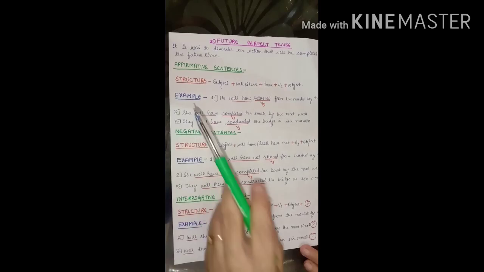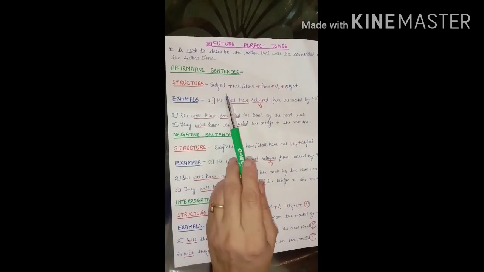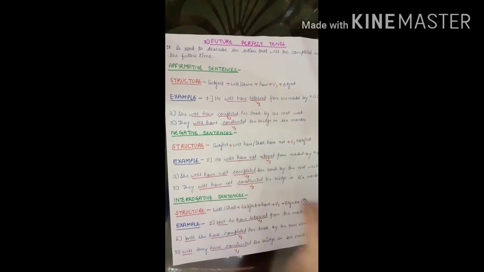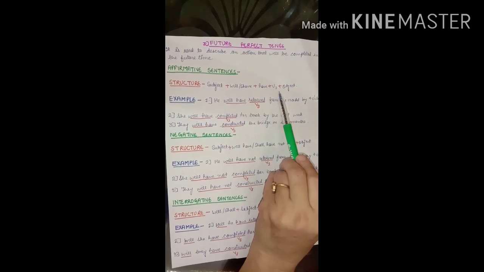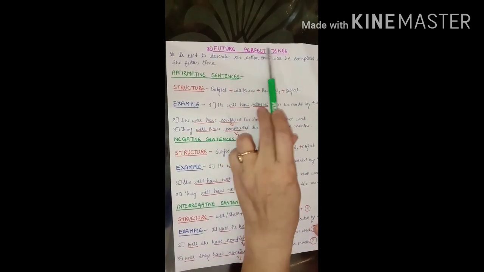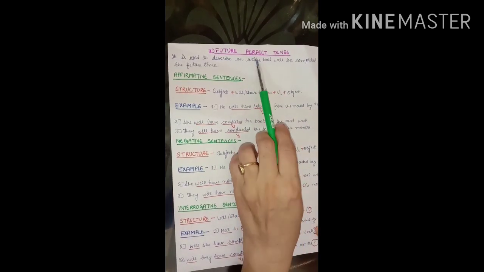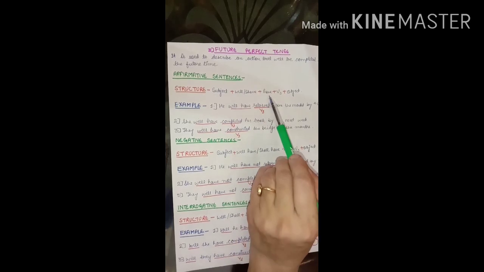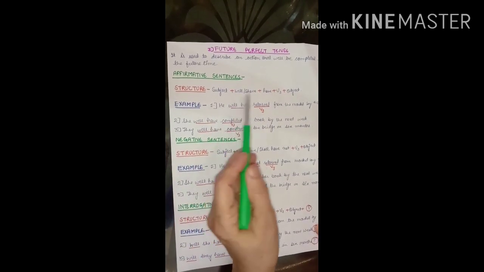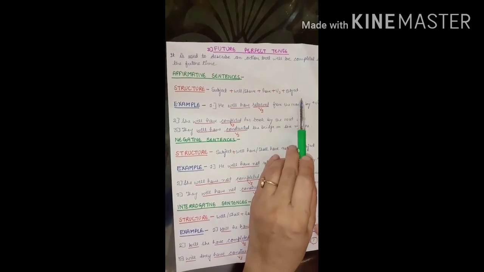First of all, we'll start with affirmative sentences. Structure: subject plus will or shall as per the subject, have, third form of verb, and object. Since you can see here it is perfect tense. We have done perfect tenses in the present as well as past. We have been using have and had. Subject: will have or shall have, third form of verb, and object.